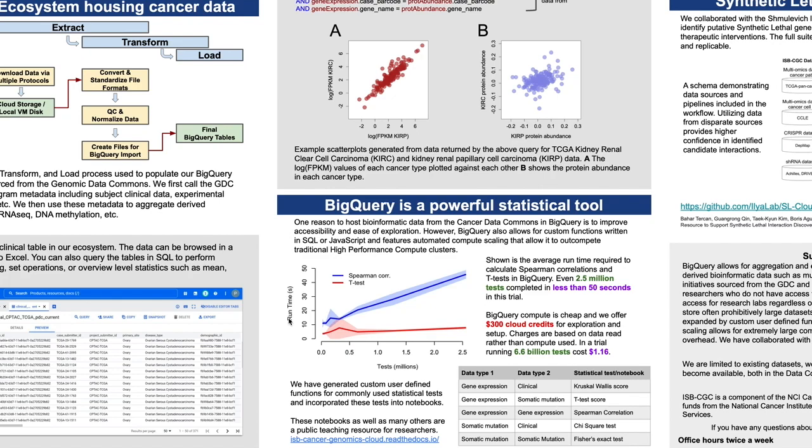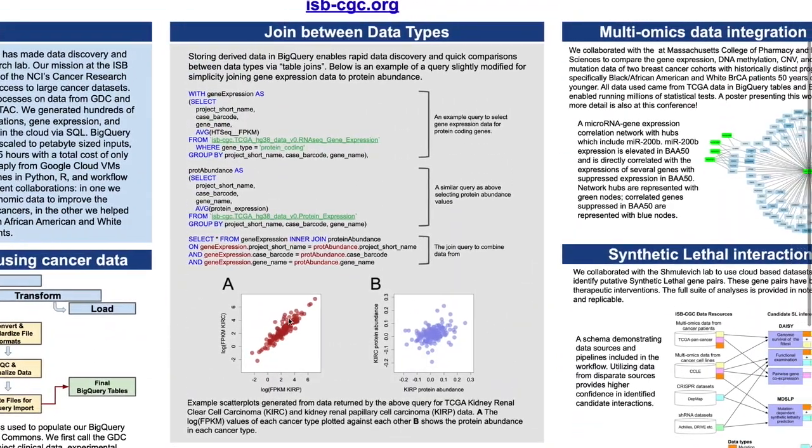I'd also like to take this time to mention that we have $300 of cloud credits funded by the NCI for anybody that wants to start up and test analyses in the cloud. And we have a wide variety of statistical notebooks, as well as some of our own custom user-defined functions, we have links for in our documentation at isb-cancer-genomics-cloud.readthedocs.io.